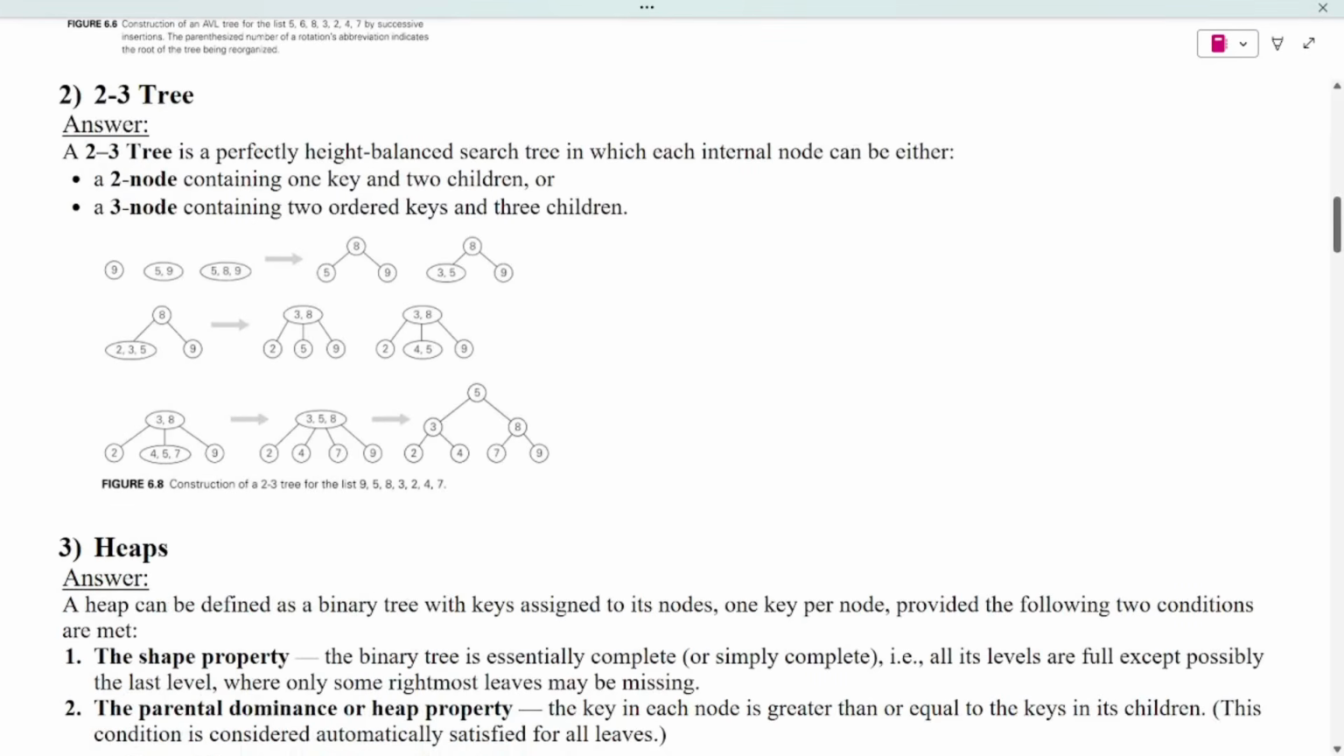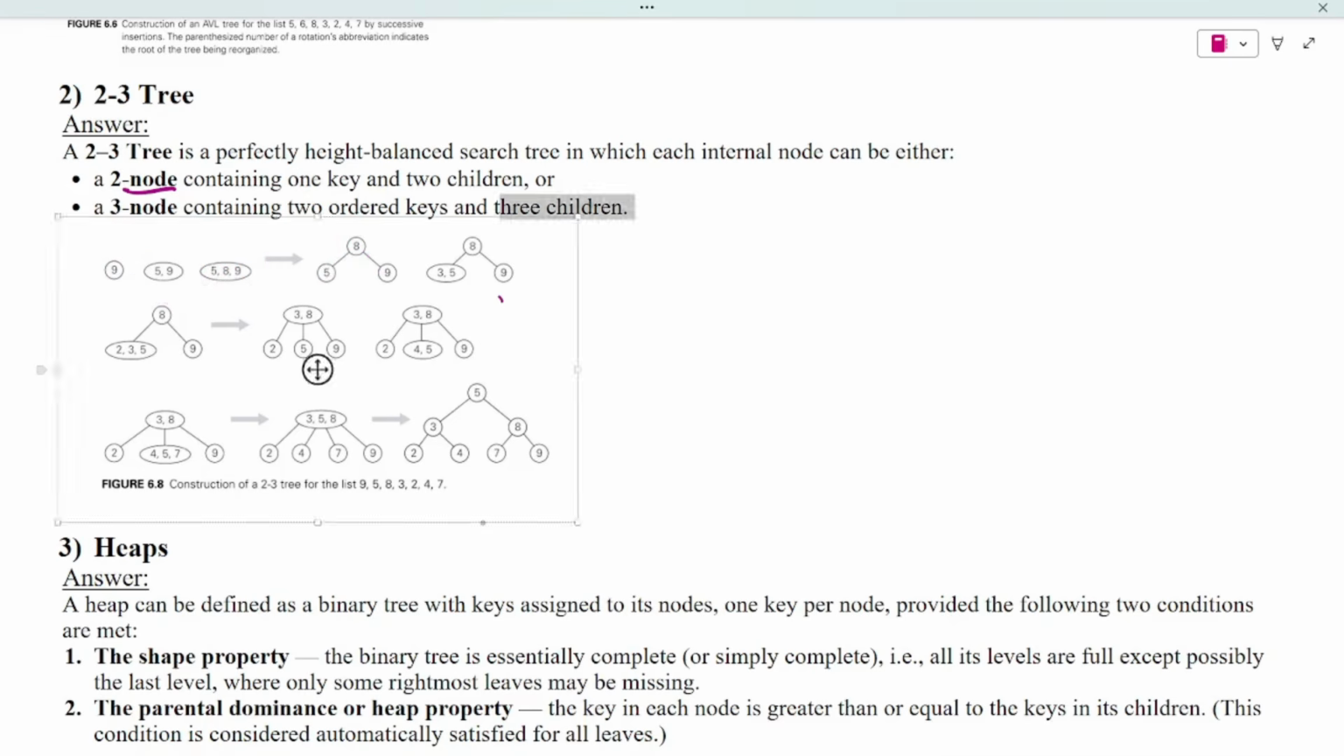That is one perfectly height-balanced tree in which internal nodes can be either 2-nodes or 3-nodes. It can contain 1 key and 2 children, or 2 keys and 3 children. See, first they have given us 9, and if you insert 5 to it, it becomes 5 8 9. It can have 3 nodes, so you split it: 8 you put as root, 5 is less and 9 is greater, so you put it like this.